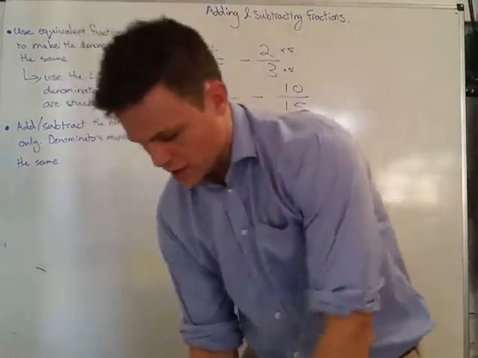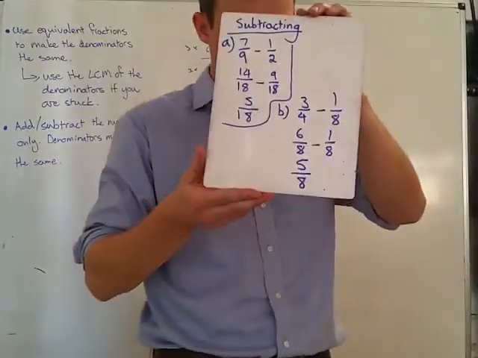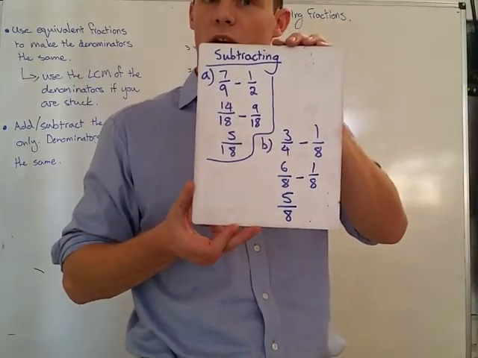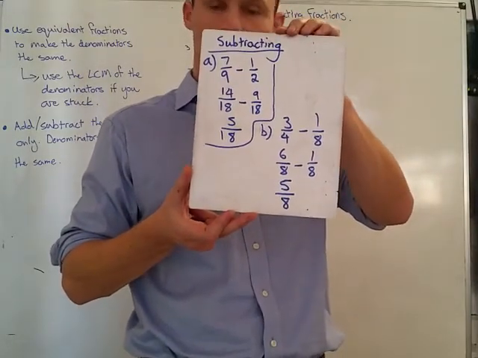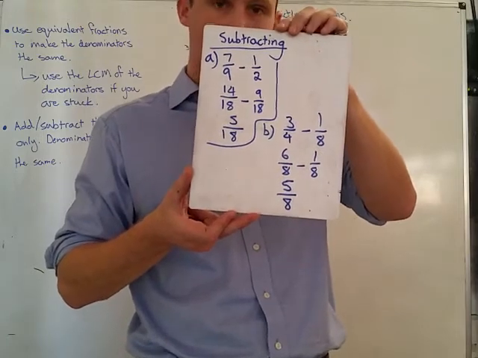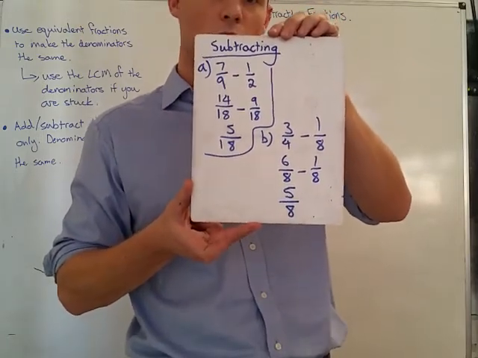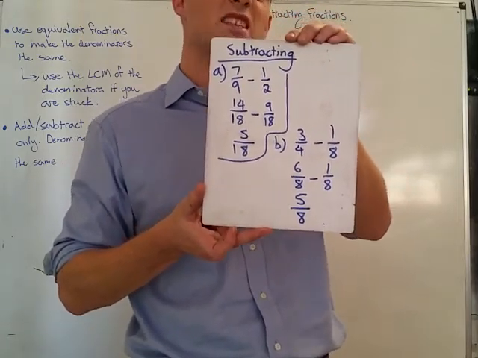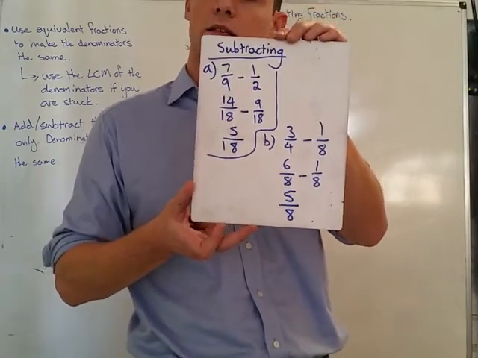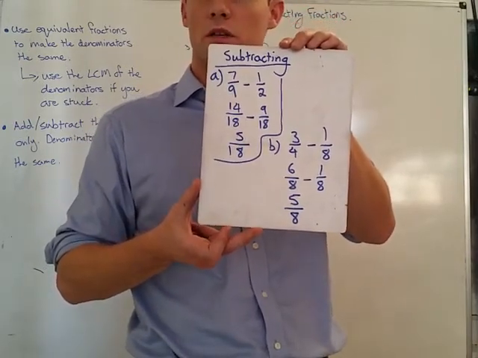Alright, the subtracting, very similar there. In the subtracting, the first one I had a denominator of 18, because I just went 2 times 9, but in the second one, I've actually got a common denominator of 8. All I do is I'll convert the 3/4 into 6/8, and then I can subtract there. Right, so well done to you if you did those.